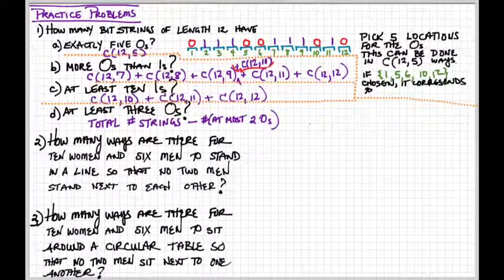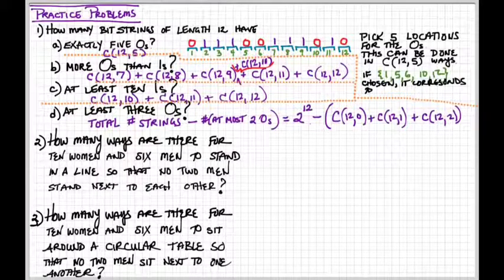And it's slightly fewer terms, so you'll get the total number of strings, which is 2 to the 12th, and then you have to subtract off the strings with no zeros, with 1 zero, and with 2 zeros, and that will give you your answer. For question 2, we have a different kind of approach.